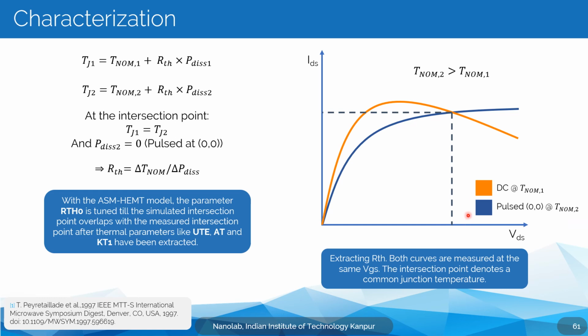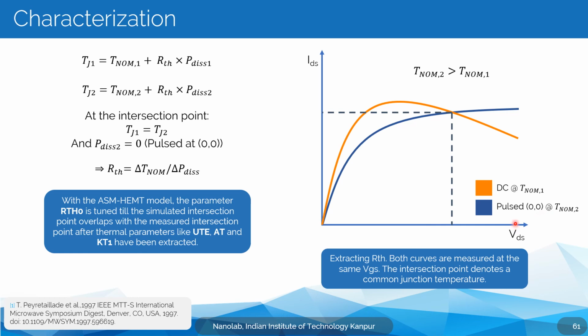Now the pulsed characteristics have to be at a quiescent condition of 0, 0, such that the drain voltage is 0 and you have no current flowing through the device. And when you have no current flowing through the device, you have no power dissipation in the device, and that's going to be used in the maths that's going to follow.